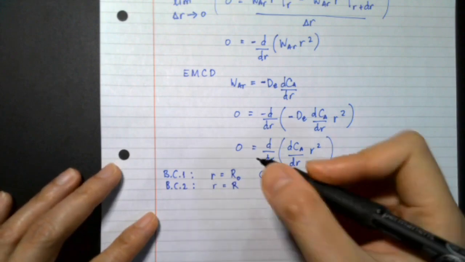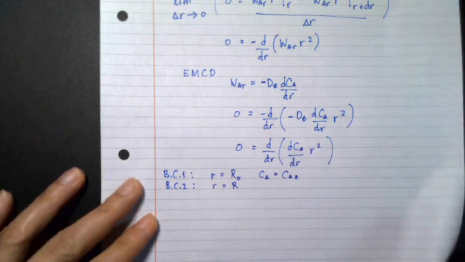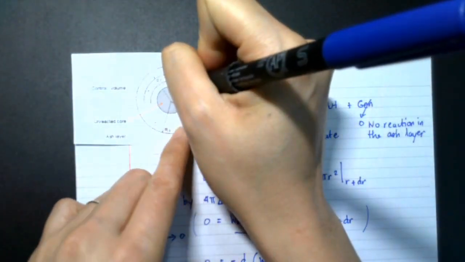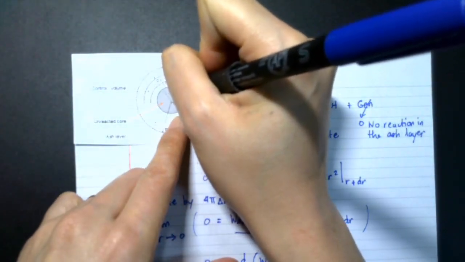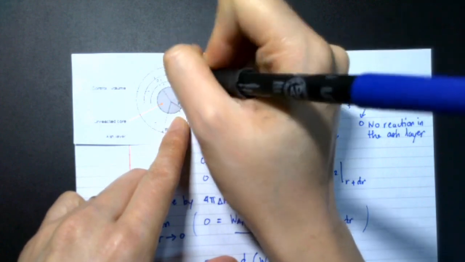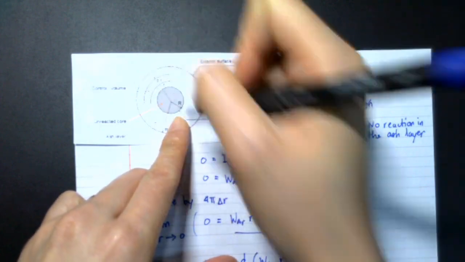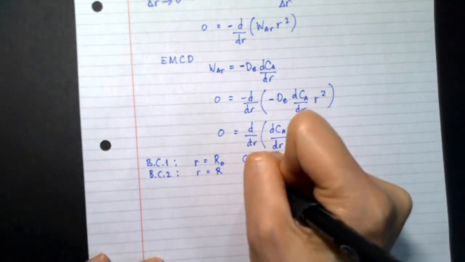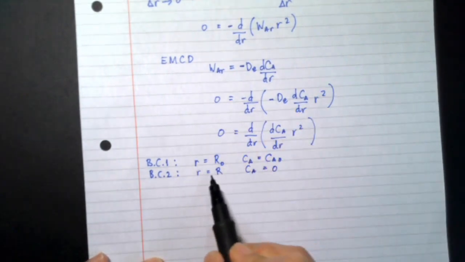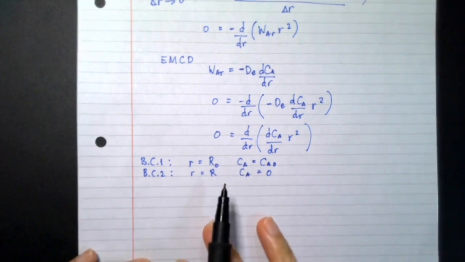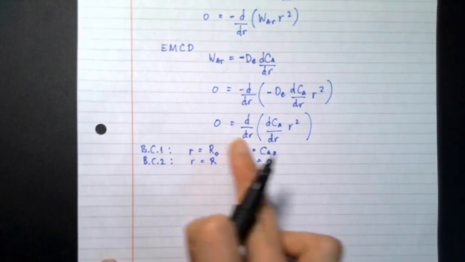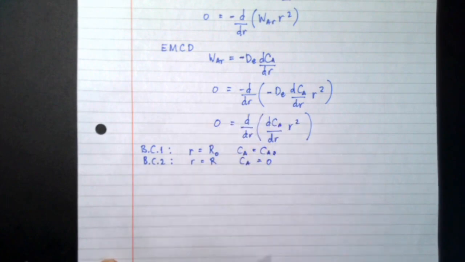We assumed that as soon as oxygen reaches this surface, it reacts instantly. So there is no oxygen on the surface of the core. So Ca is equal to 0 on the surface of the core. So now let's integrate our differential equation.